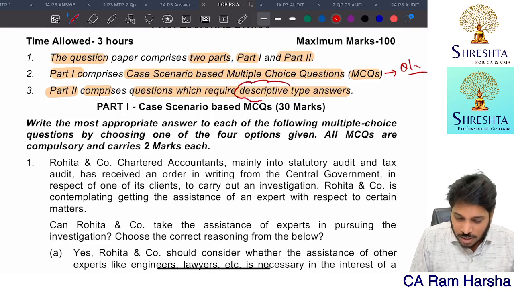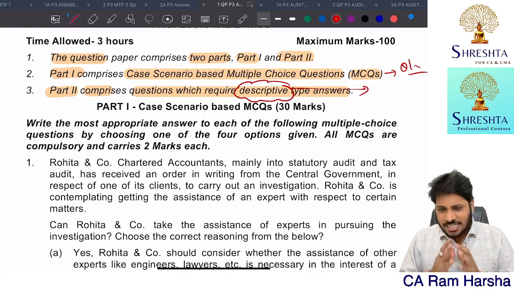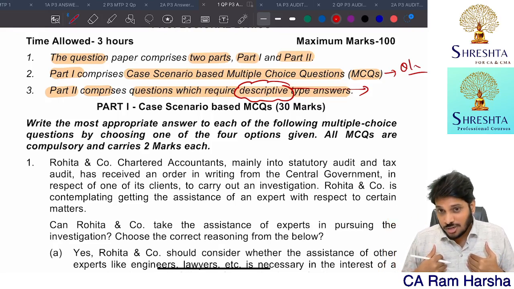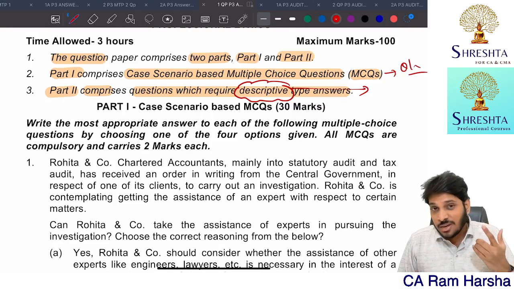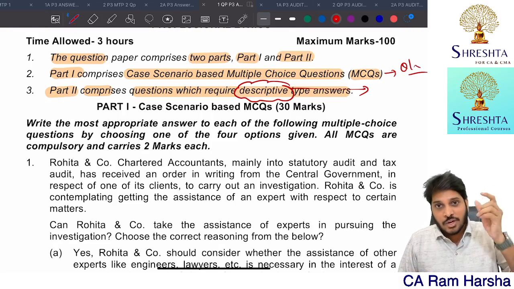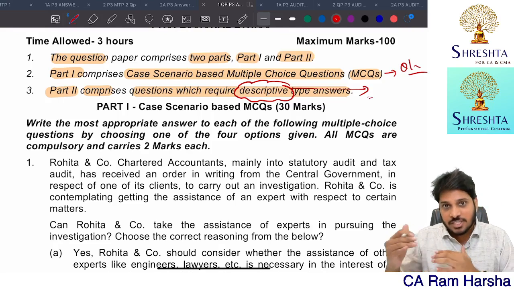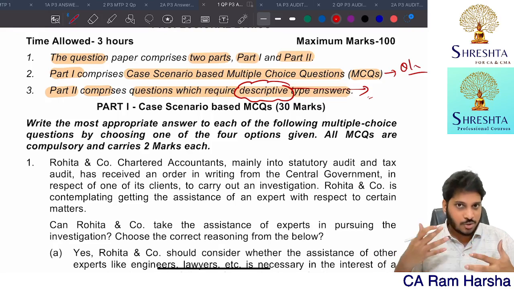Descriptive is what caught my attention. They tested the descriptive questions quite differently. But I should tell you, I have told in my revision classes everywhere clearly how a question can come. All of these questions were covered in our revision class itself, how different questions can come.